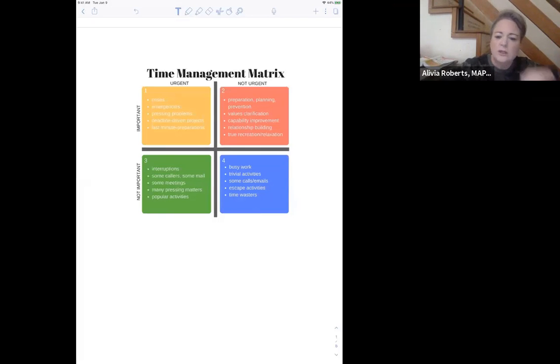So when we look at this time management matrix, all right, perfect. He just posted that in there. So if you have not taken that assessment in the chat box, let's go ahead and do that now. It'll just take a few seconds.